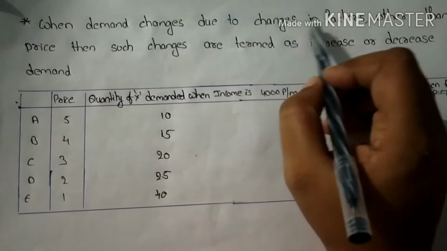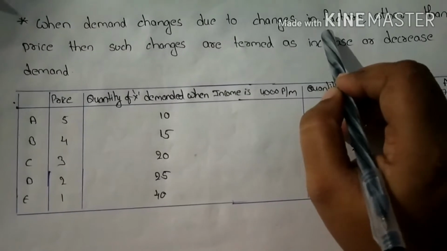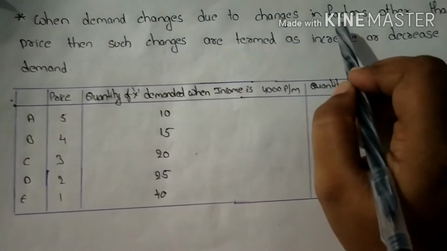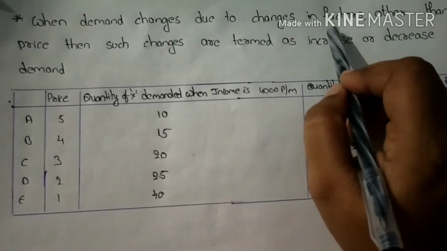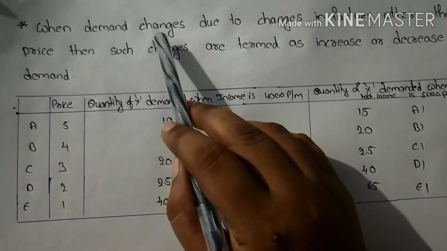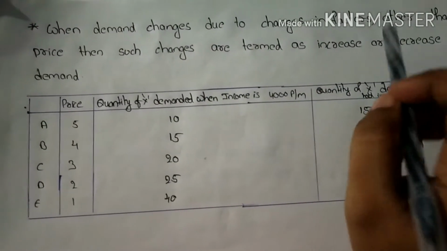Here, changes in other factors means prices of related commodities, income of the consumer, taste and preference of the consumer, and other factors. If those factors change, then automatically the demand will change. So that leads to increase or decrease in demand. Let's see.